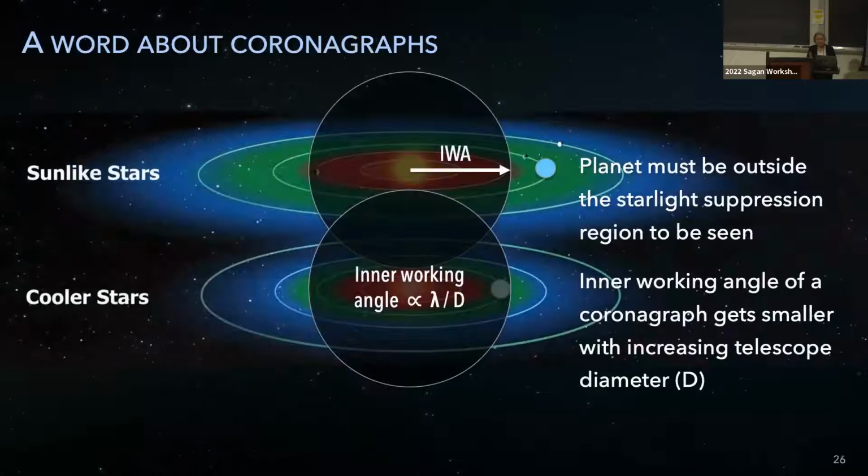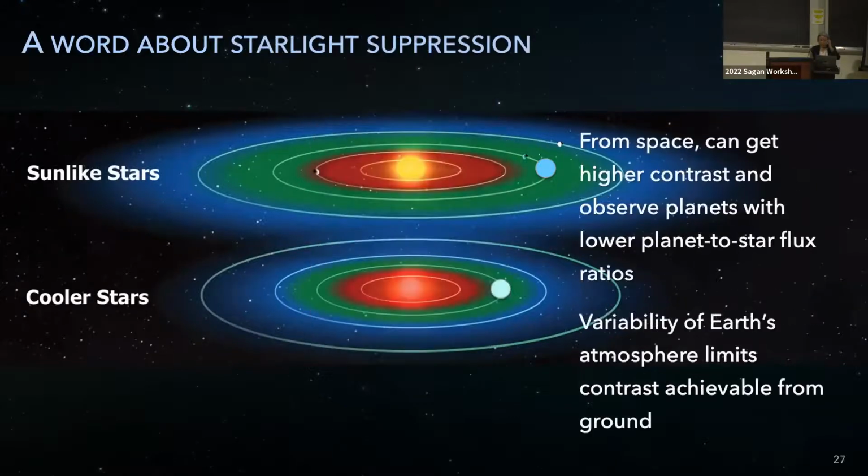Okay, so now why do those facts matter? Coronagraphs suppress the central star so that faint planets can be observed. That suppression region is called the inner working angle, and planets have to be outside of it to be seen. The inner working angle is proportional to the wavelength of observation over the diameter of the telescope. So larger telescopes have smaller inner working angles, and planets can be seen closer into the star. Okay, but that's not all.